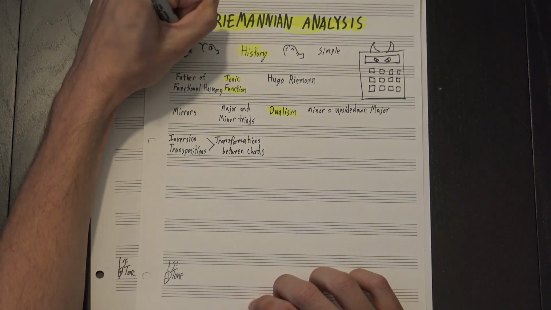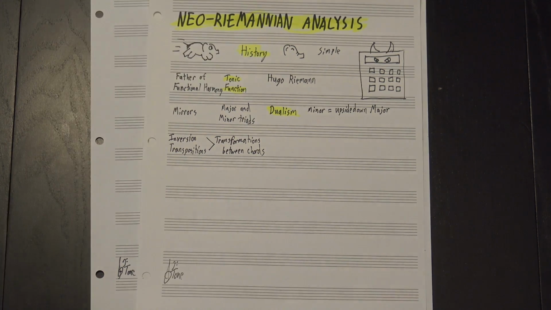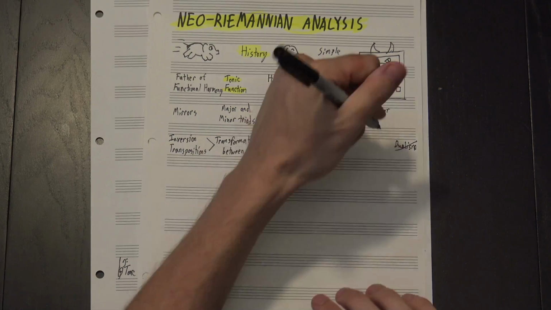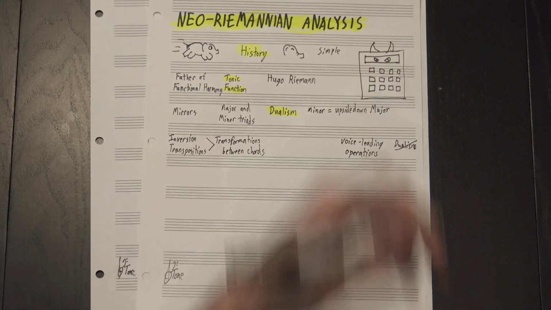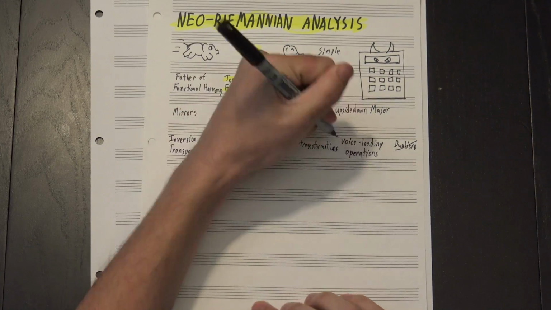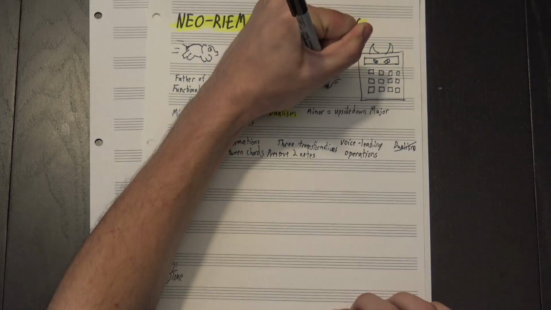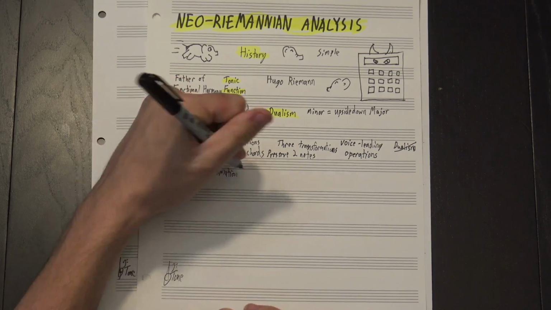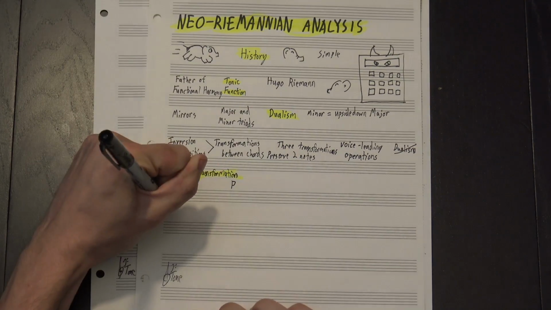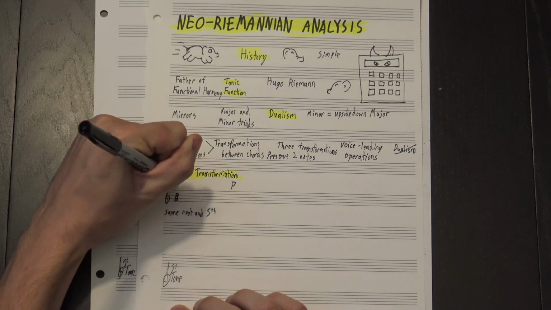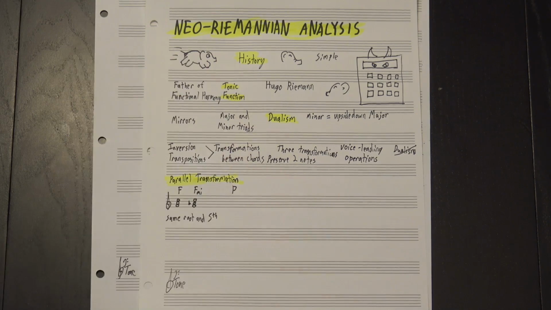Neo-Riemannian theory takes the idea of triadic transformations and runs with it. It leaves dualism behind in favor of its own voice-leading inspired operations. There are three basic transformations, each preserving two of the three notes in the triad. The first is the parallel transformation, abbreviated P, which maintains the root and the fifth, so this F major would become F minor, and vice versa.